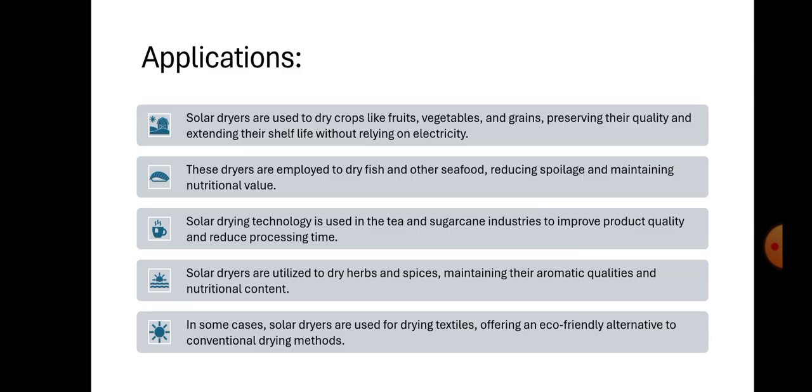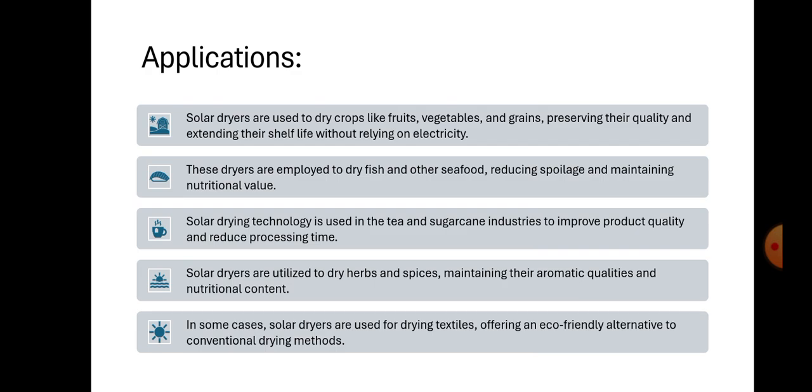Then we see some applications of solar dryers. Solar dryers are used to dry crops like fruit, vegetable, as we know, and grains, preserving their quality and extending their shelf life without relying on electricity. These dryers are applied to dry fish, seafood. It is also used in tea and sugarcane industries to improve their product quality.